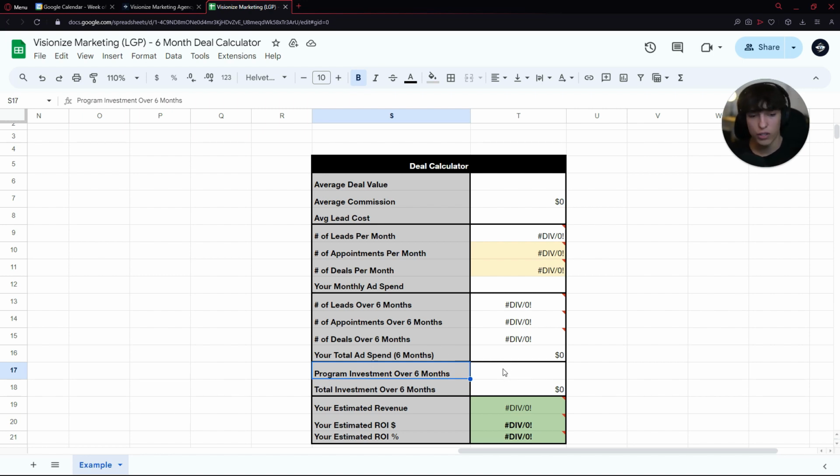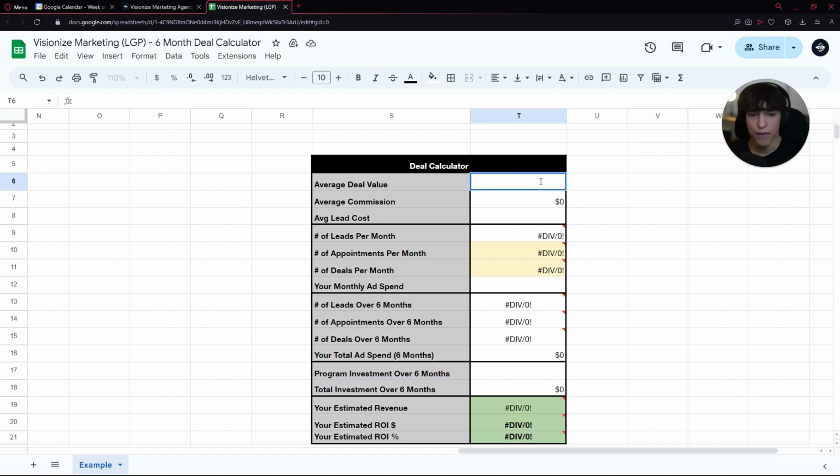So if you're under a yearly contract, just take that yearly contract, divide it by 2. That's the investment over 6 months. If you're paying someone monthly, just multiply the monthly management by 6 months, etc. Very, very self-explanatory. So right here, we can start going through this again.